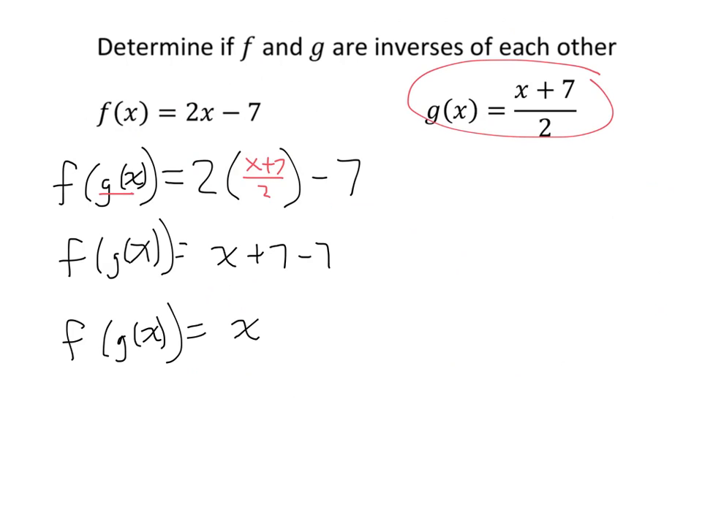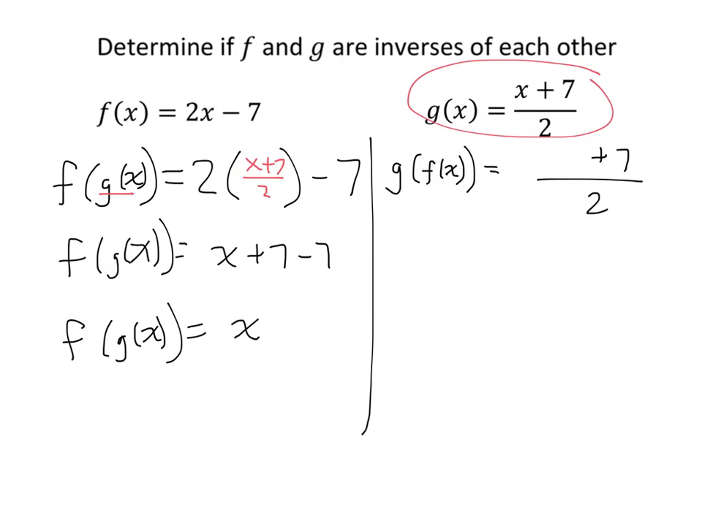Okay? So, but we're only halfway there. We also have to show that it works the other way around. We have to show that g of f of x is also x, right? So let's do it the other way around. So this is saying I'm taking the output of f and plugging that into g, right? So g says I'm going to take my input, add 7 to it, and then divide that by 2, right?